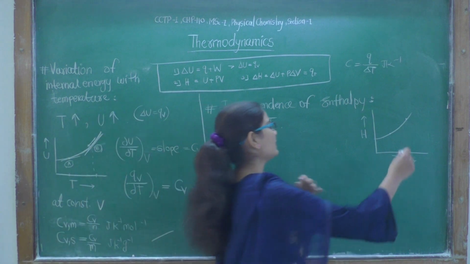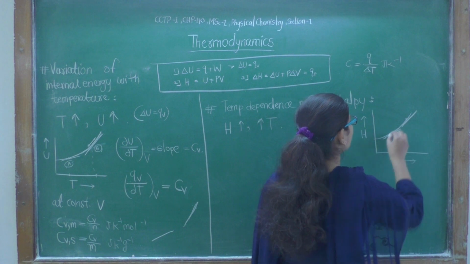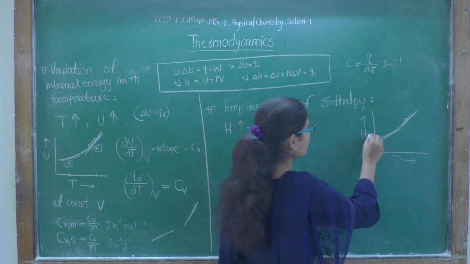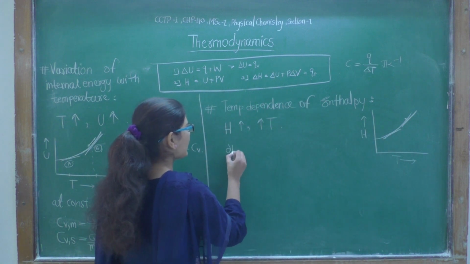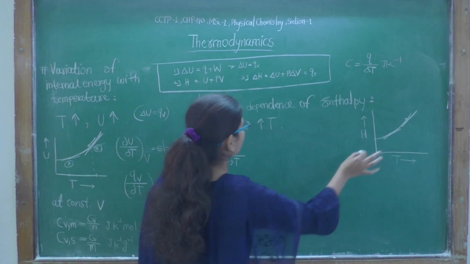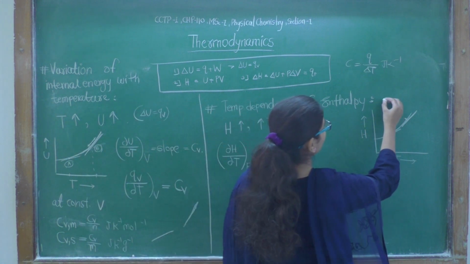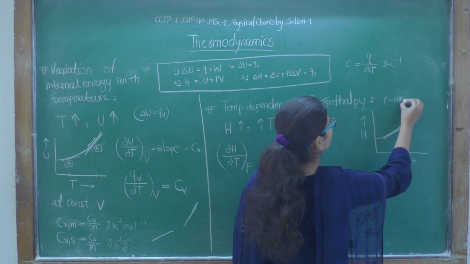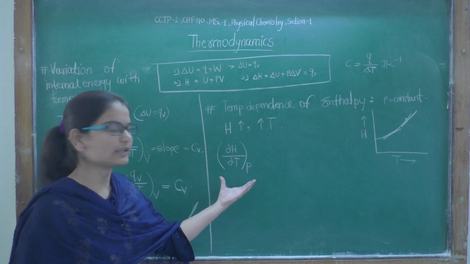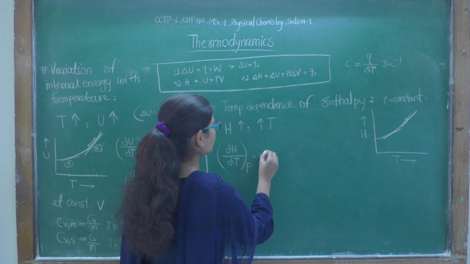Now again, when we draw the tangent to this curve, we will get the slope again. This slope will be delta H upon delta T. Now we calculate enthalpy at constant pressure always, so here pressure is constant. Now delta H upon delta T at constant pressure, what will it be? This is actually the slope.